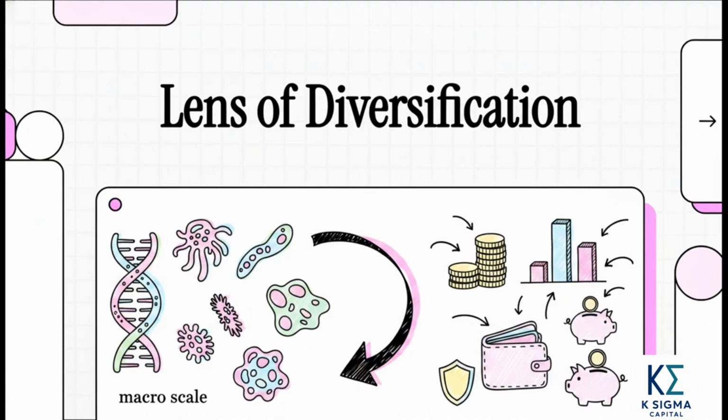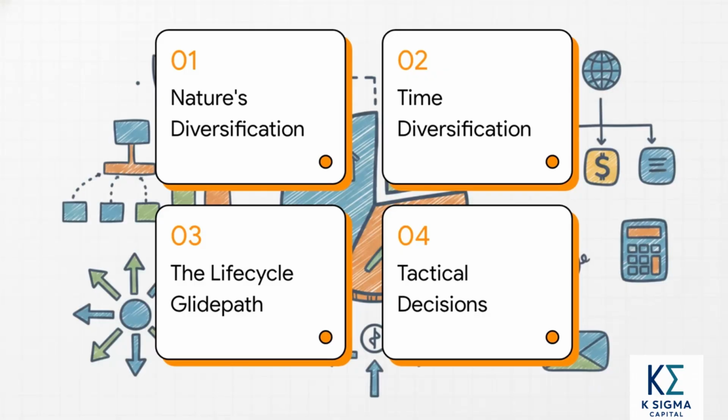Let's get into it. So, here's our roadmap for today. We'll start with nature's ultimate diversification strategy, move into the time diversification debate, look at gliding through the life cycle, and finally, tackle those tactical decisions. Do you invest now or later?